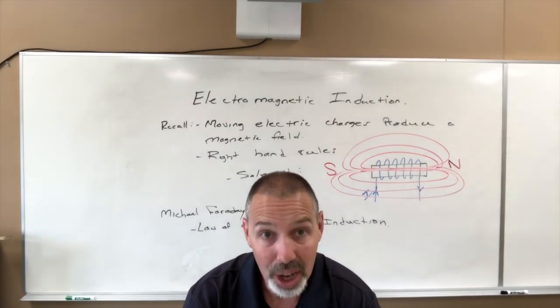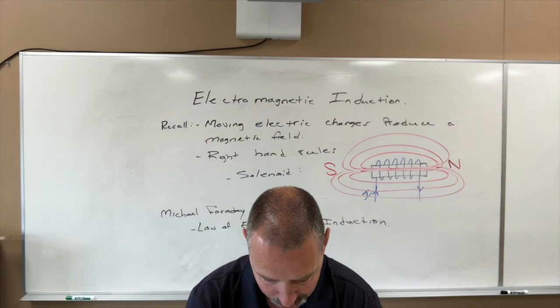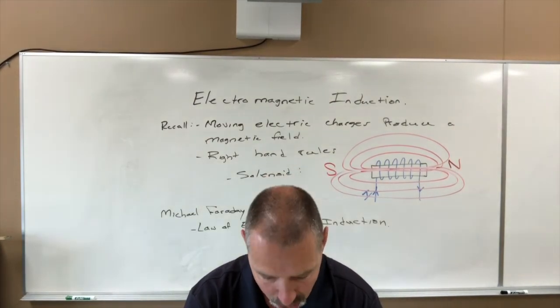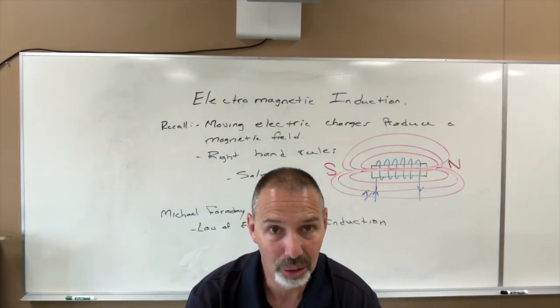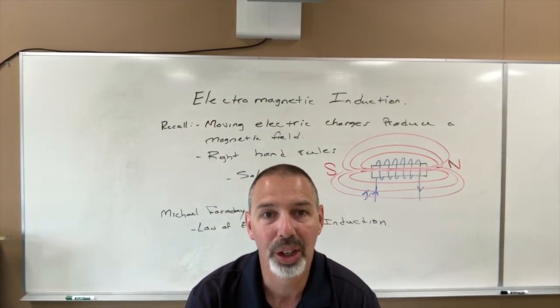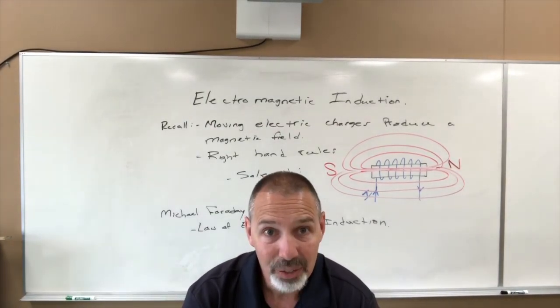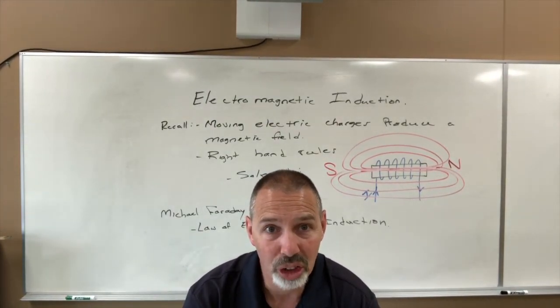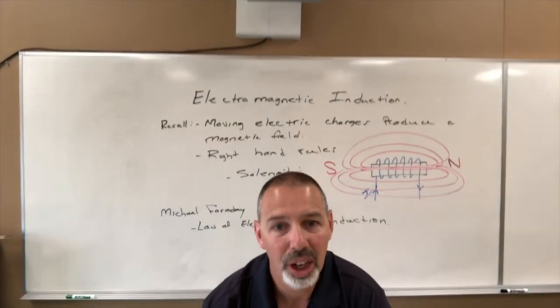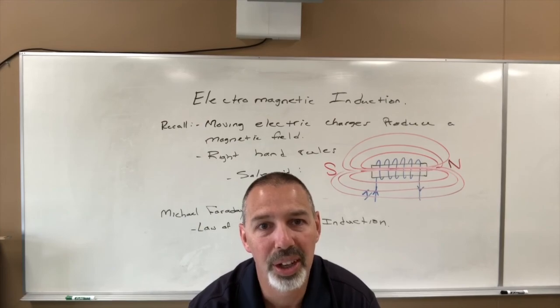He said, whenever the magnetic field in the region of a conductor is moving or changing in magnitude, electrons are induced to flow through the conductor. Okay, so whenever the magnetic field is moving or changing in the presence of a conductor, electrons are induced to flow through the conductor.